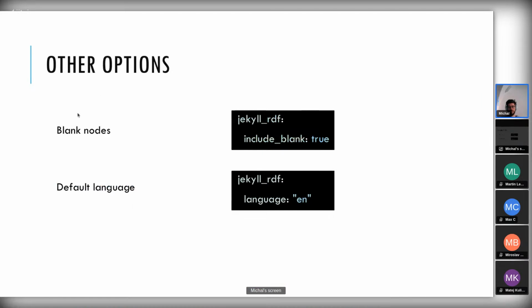And we have some other options. We can set whether we are rendering blank nodes or not. We can set the default language. In this case, we have set it to English. We can set it to any other language.